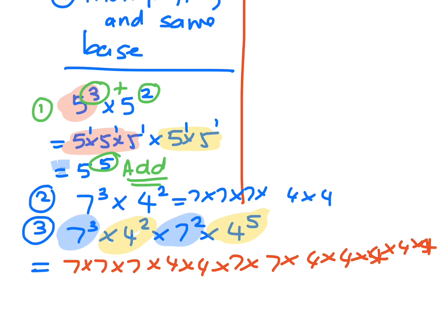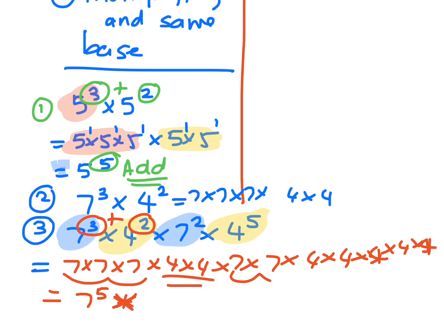So rather than doing all that, we have 3 7s there. We can just add the indices. 3 plus 2 is 5, and 2 7s there. So we have 7 to the 5, now we're going to do the 4, 2 4s there, and 5 4s there. So it's going to be 4 to the 2 plus 5, which is 7.